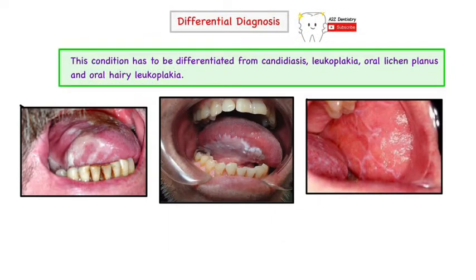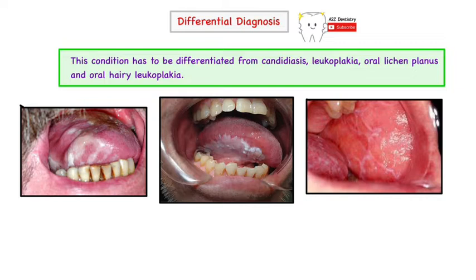Moving on to the differential diagnosis, this lesion must be differentiated from other conditions, especially candidiasis, leukoplakia, oral lichen planus, and oral hairy leukoplakia. The first differential diagnosis one would want to consider here is candidiasis. Basically, candidiasis appears as a whitish pigmentation, right? And obviously when we send a specimen for histopathology, there will definitely be candida hyphae present, so we can easily rule out candidiasis.